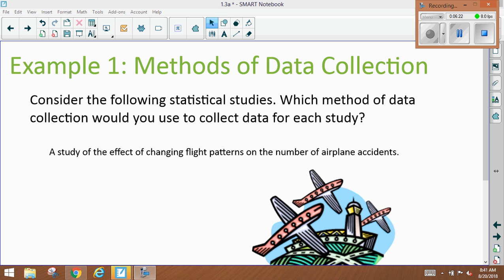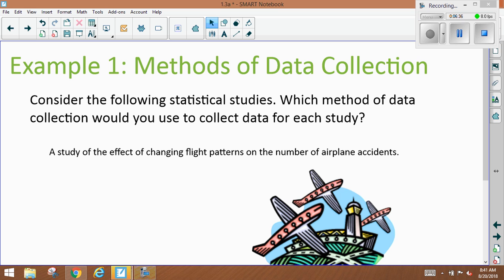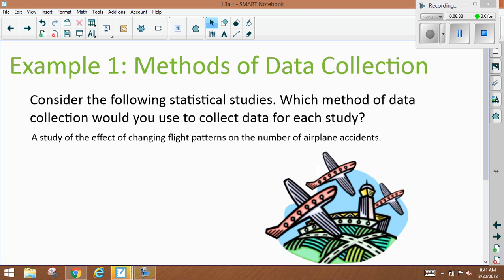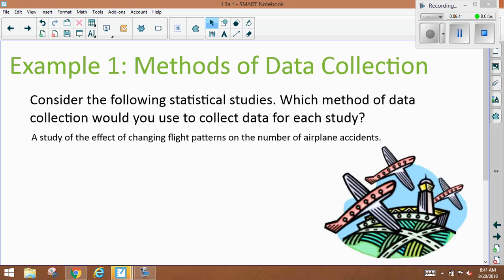All right, here we go. Let's get an example in. What method of data collection would you use to collect data for this particular study? So a study of the effect of changing flight patterns on the number of airplane accidents. So would you use an experiment, an observational study, a simulation, or a survey? What do you think?